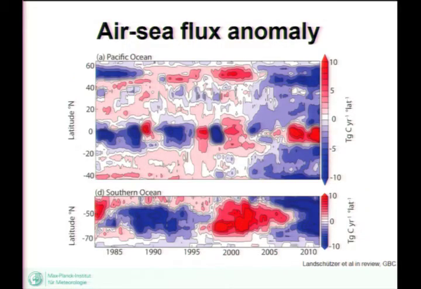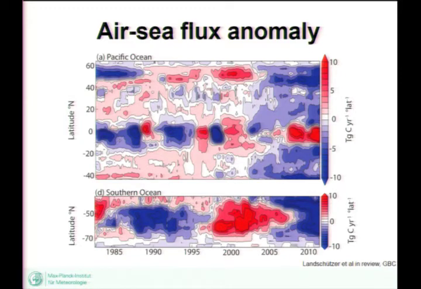And now I want to go a bit into detail where this variability comes from, and I dive into two basins for time reasons. You see on the top is the Pacific Ocean, and on the bottom the Southern Ocean. And you see two Hovmöller diagrams of the air-sea flux anomaly, of the zonally integrated anomaly of these two basins. Now I have to caution you, the Southern Ocean now extends a bit further north, to 35 degrees south.